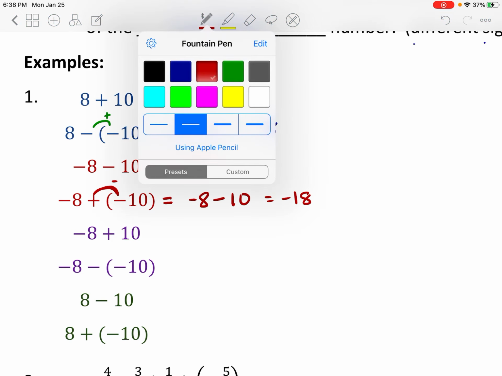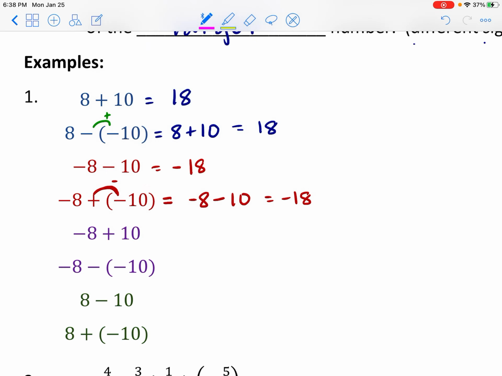Okay? Next one says negative 8 plus 10, so now we're looking at different signs. That means we want to find the difference. So the difference between 8 and 10 would be 2. And what we do is we keep the sign of the bigger number. So 10 is bigger than 8, 10 is positive. That means this result is going to be a positive 2.